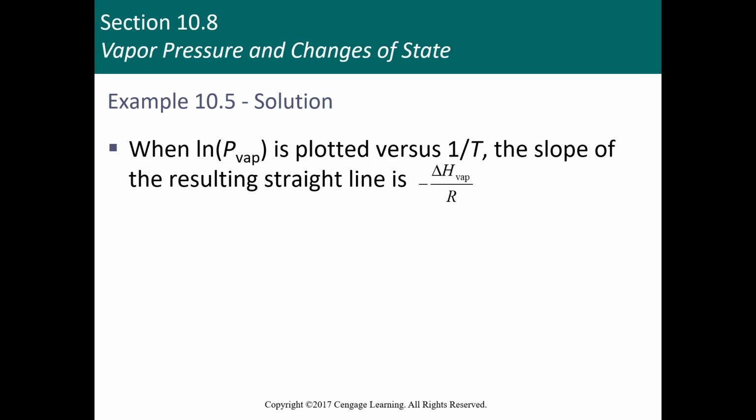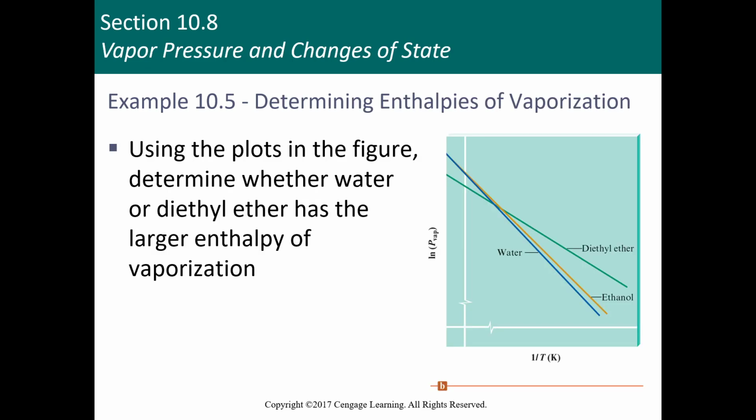All right, so what we can do there is, again, that slope on these is actually the negative delta H over R. If we just are trying to determine whether water or diethyl ether has a larger enthalpy of vaporization, first off, hopefully you'd be able to do this without even looking at anything. Water is hydrogen bonding, diethyl ether is not.